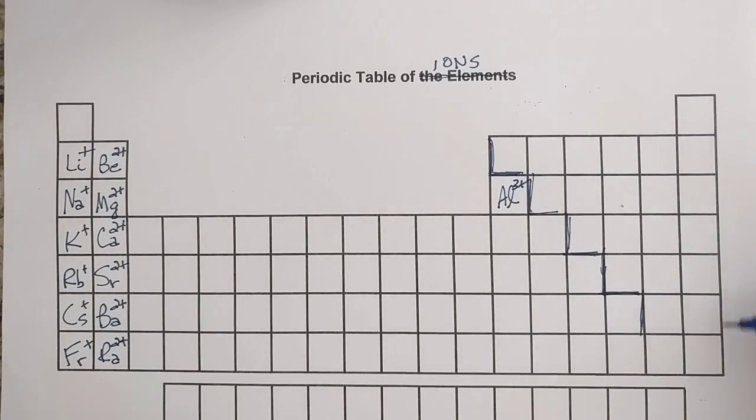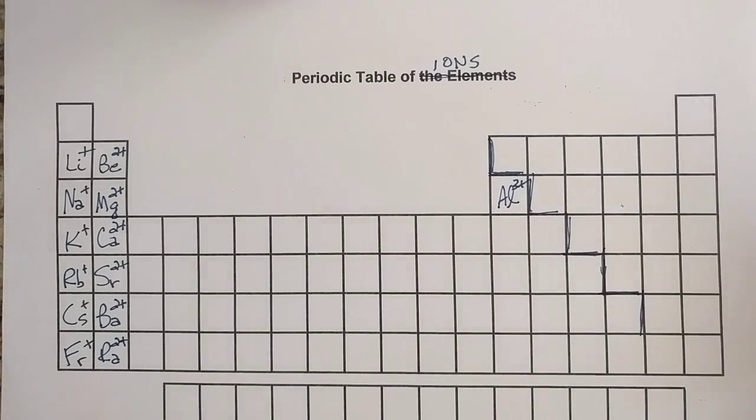Okay, our noble gases don't form ions. Helium has 2 in its outermost occupied level. That level is full, and the rest of our noble gases have the octet, so they're very stable. They don't form ionic compounds.